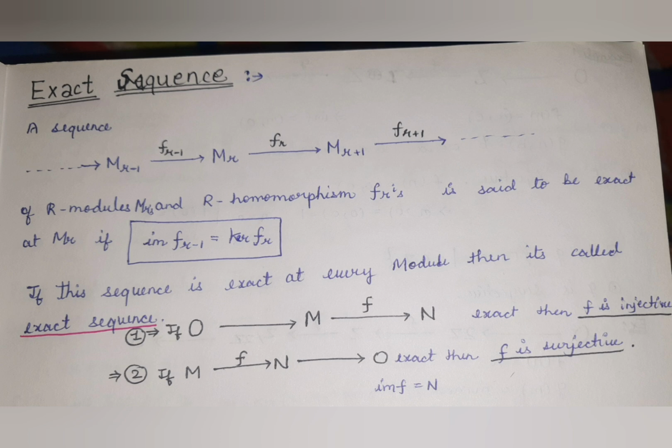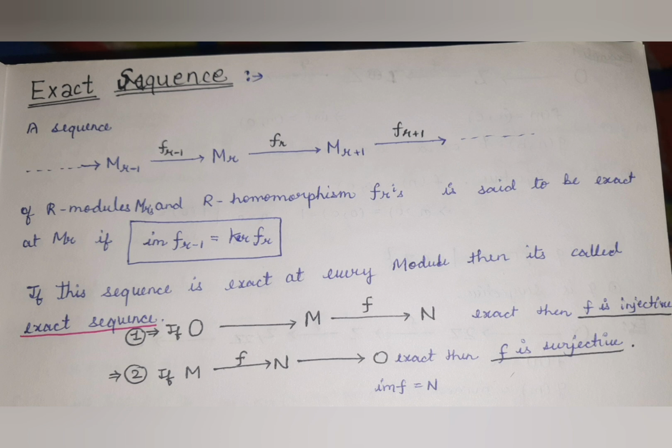So when we say a sequence is exact at M_r, it means the image of the previous homomorphism at M_r is equal to the kernel of the successive homomorphism. If the sequence is exact at every module, that means this condition is satisfied at every module, then the sequence is called an exact sequence.